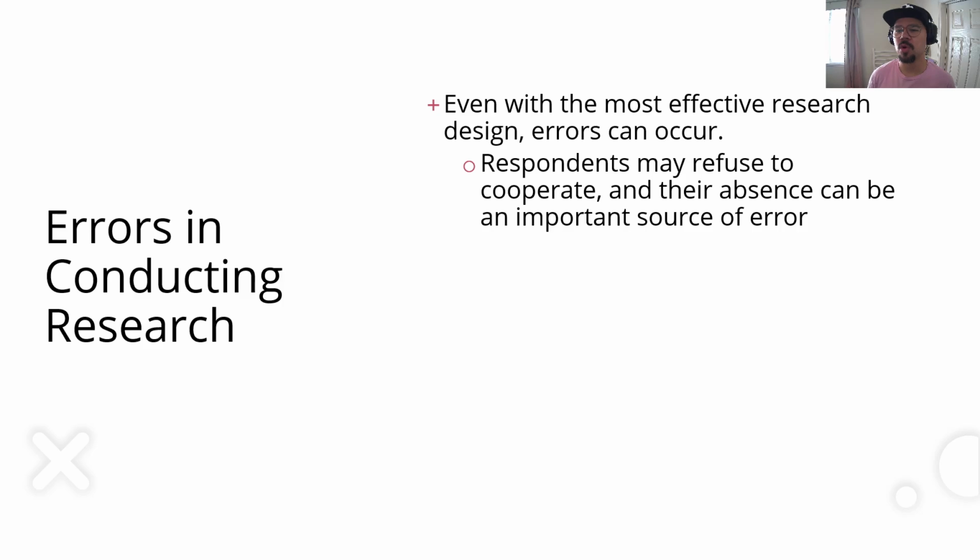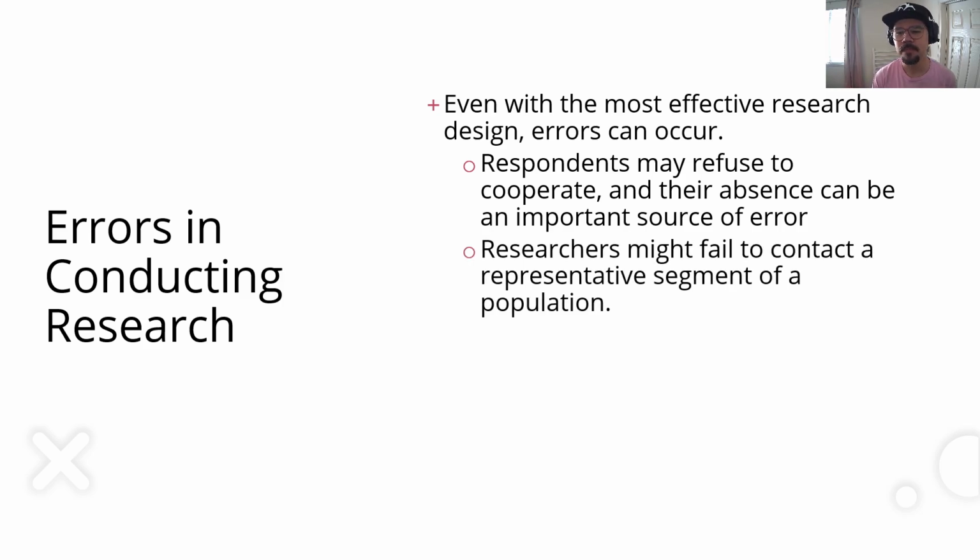Respondents may refuse to cooperate, and we want to be extra careful to keep in mind that the absence of those people can actually be an important source of error. If we're asking a question that might be a sensitive question, there could be things that we are missing from people who are not willing to divulge certain types of information. So we have to be thinking about that.